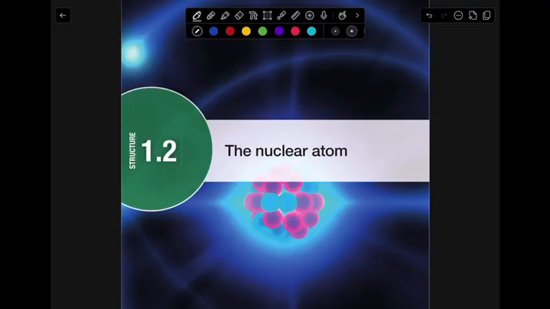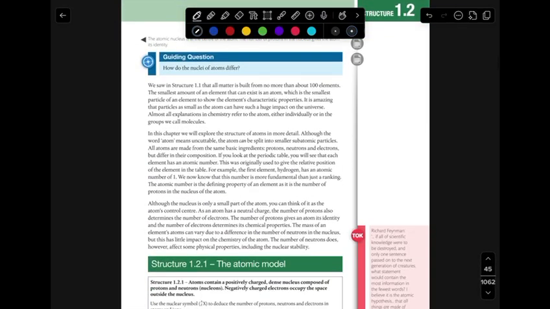Hello everyone, I'm Ela Bursalı and today I will explain topic 1.2, which is the nuclear atom and the atomic model. So this topic is again fundamental to chemistry because everything we study, such as bonding, reactions, periodic trends, the periodic table, is based on the structure of the atom.